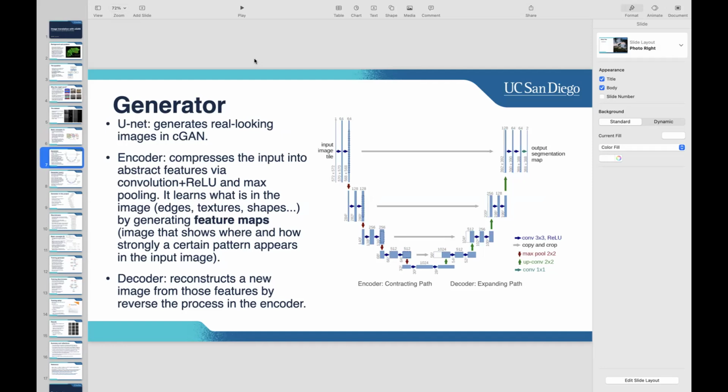Okay, now let's talk about the generator. The generator is basically a modified UNet. First, what is UNet? It generates real-looking images in the CGAN. In the UNet, there is a part called the encoder and a part called the decoder. This contracting path is the encoder, and this is the decoder. The encoder compresses the input, for example 572 by 572, into abstract features via convolution. These blue arrows are convolution and max pooling.